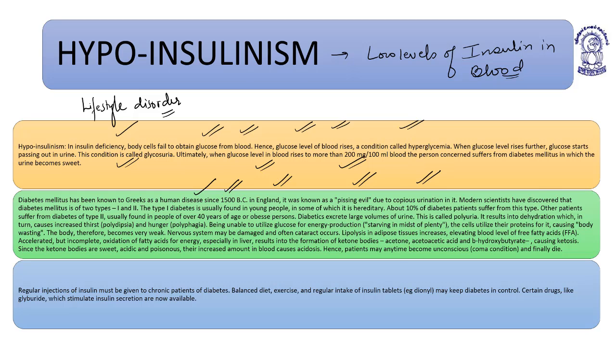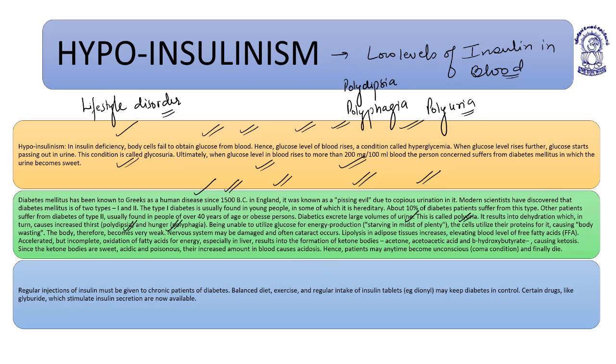Diabetics excrete large volumes of urine. This is called polyuria. It results in dehydration, which in turn causes increased thirst, that is polydipsia, and increased hunger, that is polyphagia. So these three symptoms are polydipsia, polyphagia, and polyuria.